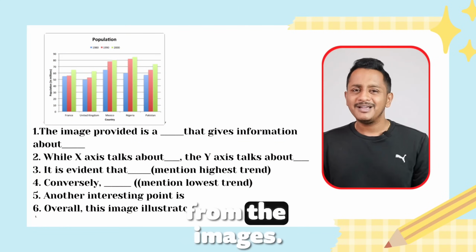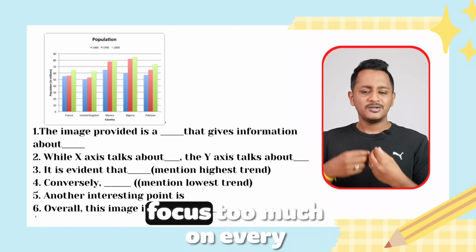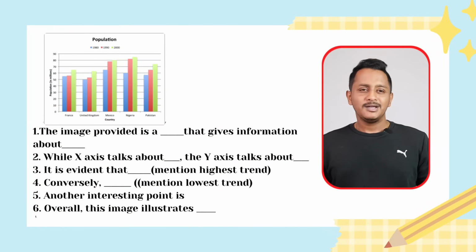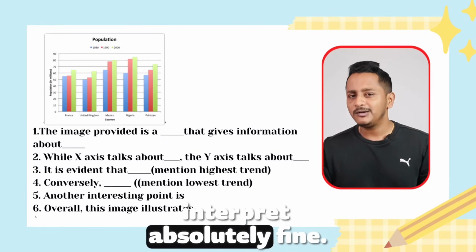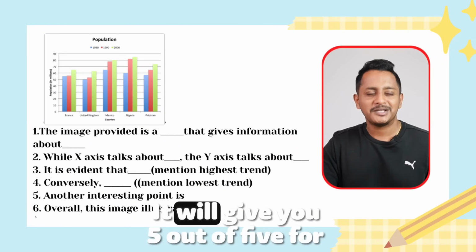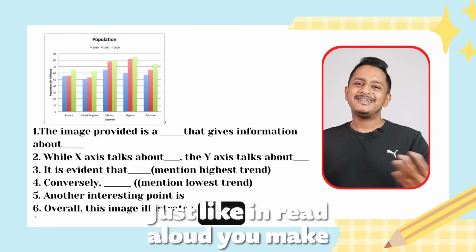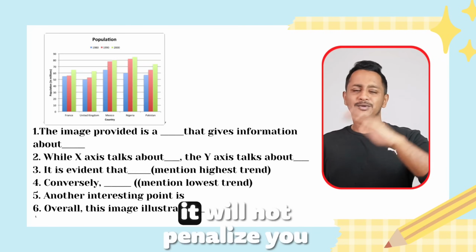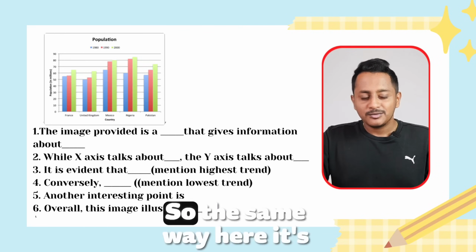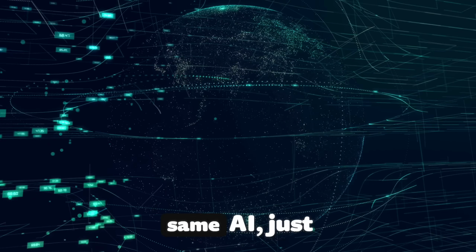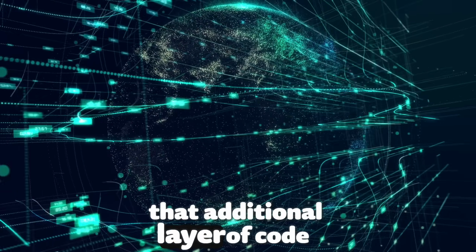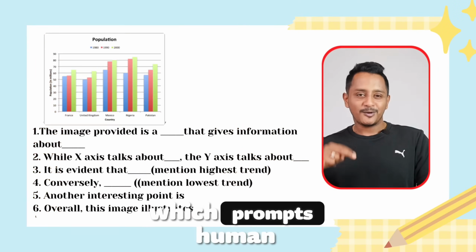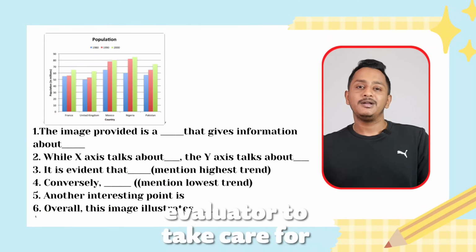You speak from the image. Yes, while speaking, it is difficult to focus too much on every content. Sometimes we wrongly interpret. Absolutely fine, it will not penalize you for this. It will give you 5 out of 5 for content. Just like in read aloud, you make one mistake, it will not penalize you that harshly. So the same way here, it's the same computer, same AI, just that an additional layer of code has been added which prompts the human evaluator to take care from the next time.